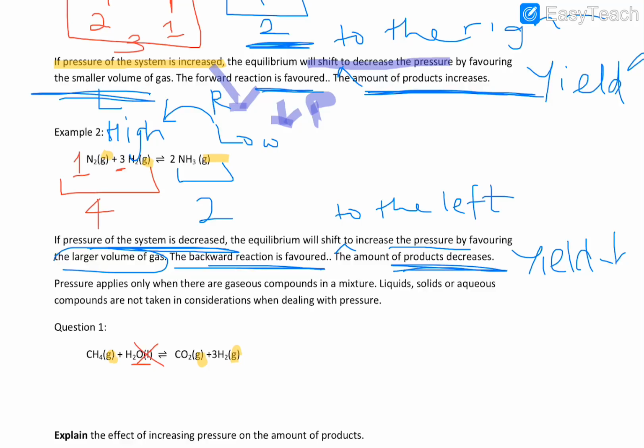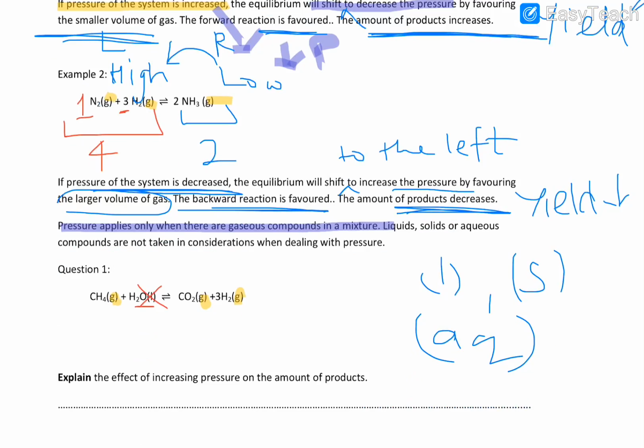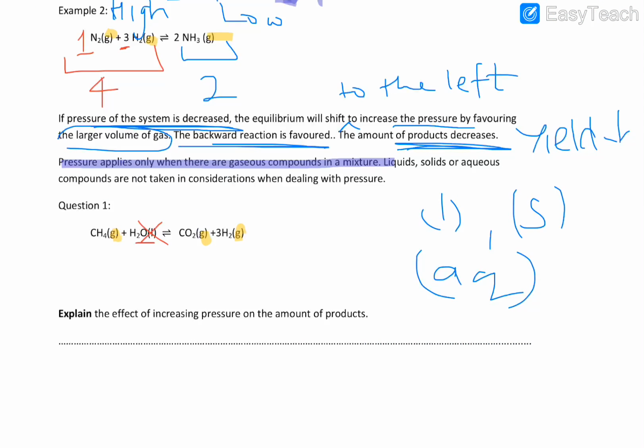Okay, so again, I'm stressing the fact that pressure applies only to gaseous compounds in a mixture. Solids, liquids, or aqueous compounds are not taken into consideration. So if it is liquid, solid, or aqueous, you see these state symbols, do not include this in your reasoning of what's going to happen if pressure is changed. Okay, so let's look at the next example.